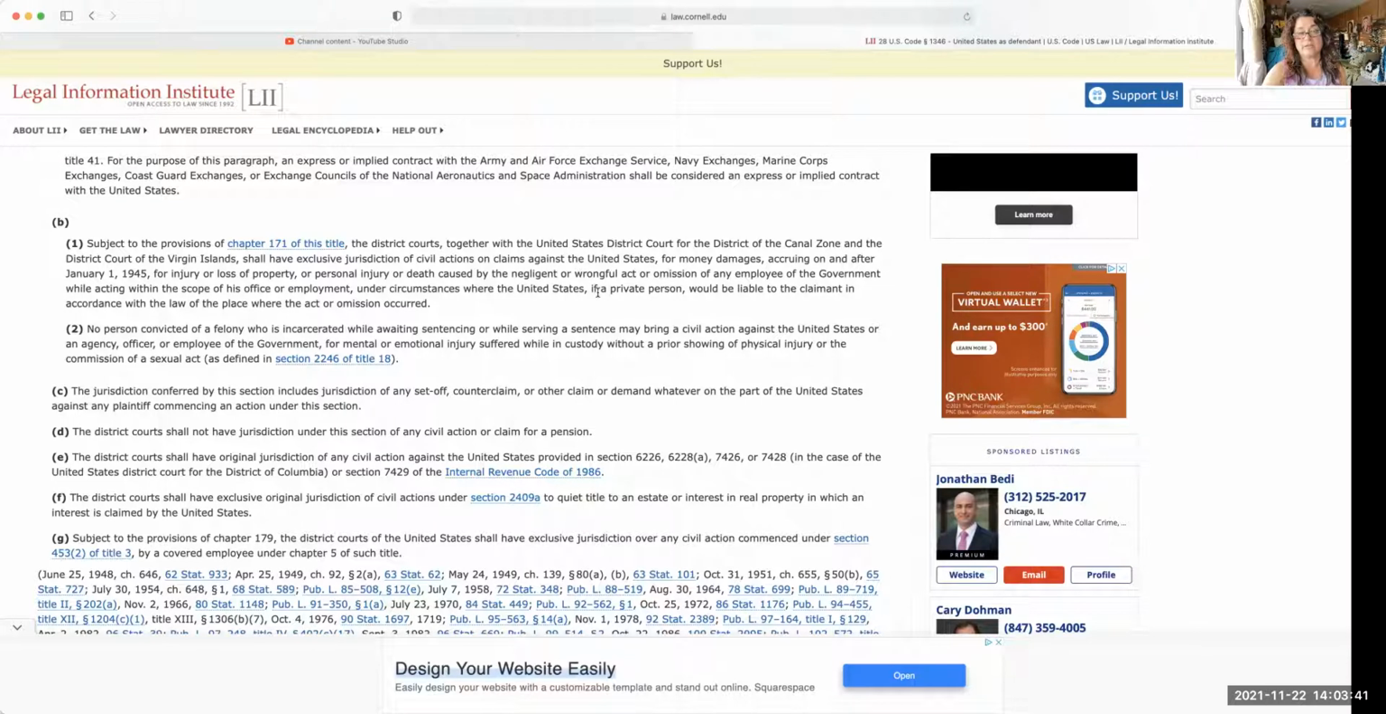Now, this is an interesting thing right here. If a private person, this part throws me right here. Under circumstances where the United States, if a private person, would be liable to the claimant in accordance with the law of the place where the act or omission occurred. What? Where is the beginning of the sentence? It's this whole thing. This is the biggest run-on sentence in the world. Get real, come on. To try to understand, this is like trying to eat a turkey right here. You got to chop it up in little pieces. So I'm gonna read it again.